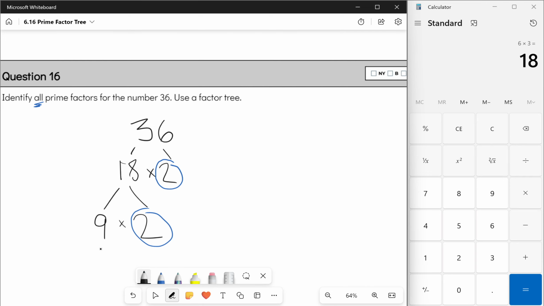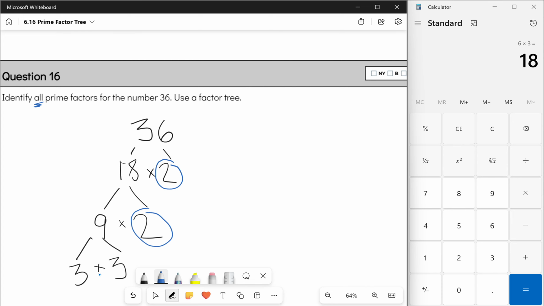And a 9. Now, is there anything that I can divide 9 by that's not itself or 1? Well, I can divide 9 by itself. I can divide 9 by 1. I also know, and you might know if you consulted your multiplication table, that 9 can be broken up into 3 times 3. Okay, so we've got 3, 3, 2, and 2.